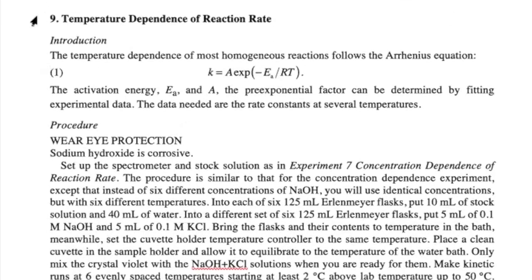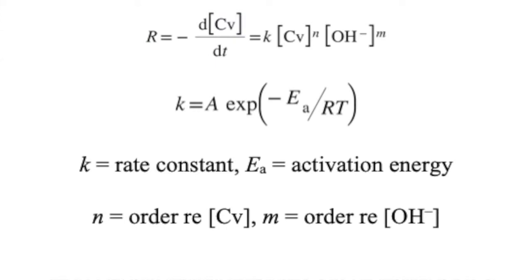We're going to do temperature dependence of a reaction rate. What we're going to try to do is to see whether a reaction follows Arrhenius behavior. What follows Arrhenius behavior? If you have Arrhenius behavior, then you follow the Arrhenius equation. That is, the rate constant is a function of temperature and has an exponential dependence on it.